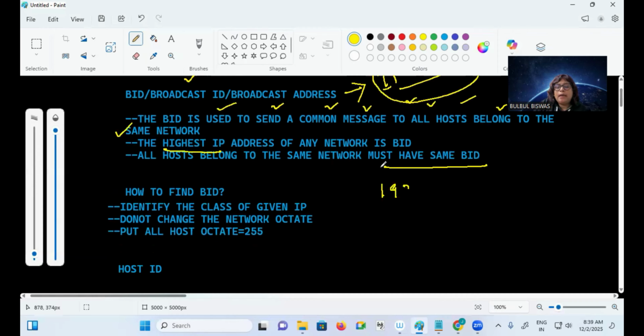So now the question, how can I identify a broadcast address? Suppose I'm taking an IP. Again, the same process you have to follow as for NID. You have to find the class. You can see this is class C because the first octet is 192. In class C, how many octets are reserved for network? The 3 octets are reserved for network. Then which octet is reserved for host? The last octet is reserved for host.